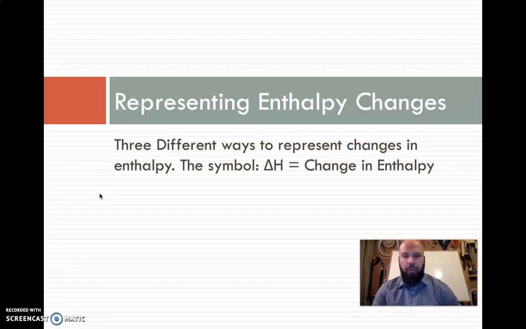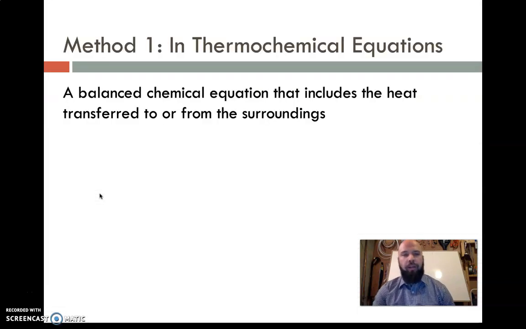We're going to talk about three different ways to represent enthalpy. The first is to write it in a thermochemical equation. So you would write a balanced chemical equation just like in grade 11. But depending on if the reaction is exothermic or endothermic, heat is going to be a product or reactant.